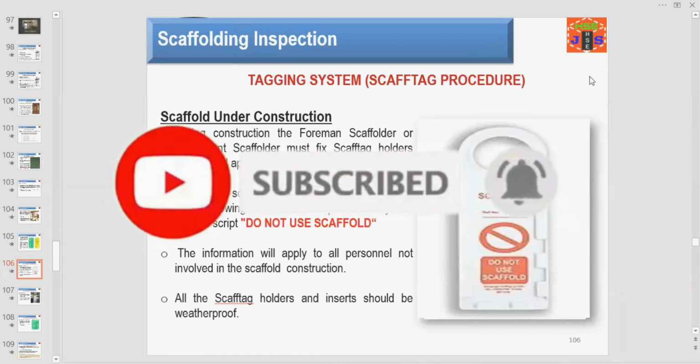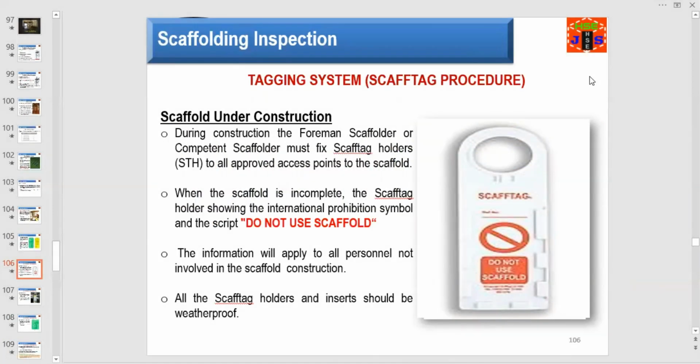I have already given you a short introduction of scaff tag and tagging procedure in the previous video, part 3 of scaffold safety. Today we'll discuss in detail what kind of tag shall be used once the scaffolding is under construction. During construction, the scaffolding supervisor or the competent scaffolder must fix scaff tag holders, STH, to all approved access points to the scaffold. When the scaffold is incomplete, the scaff tag holders show the international prohibition symbol and the script "Do not use scaffold." The information will apply to all personnel not involved in the scaffold construction. All the scaff tag holders and inserts should be weatherproof.